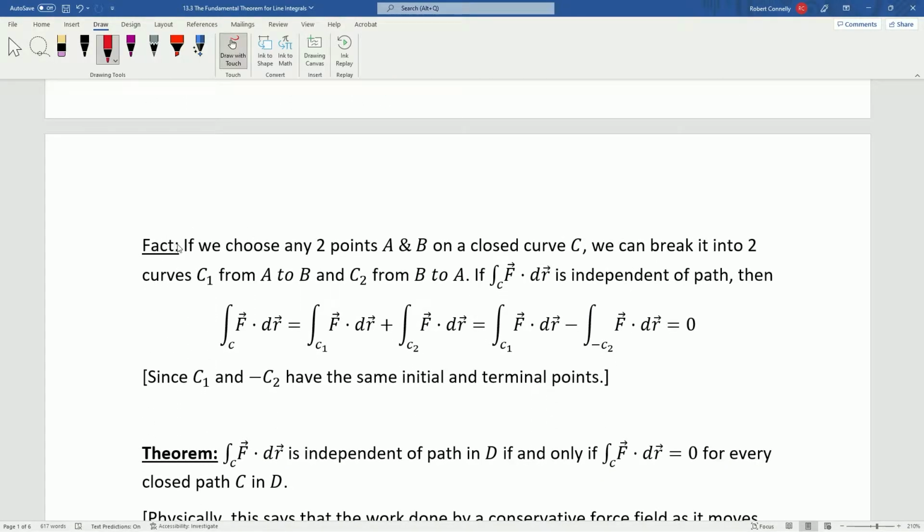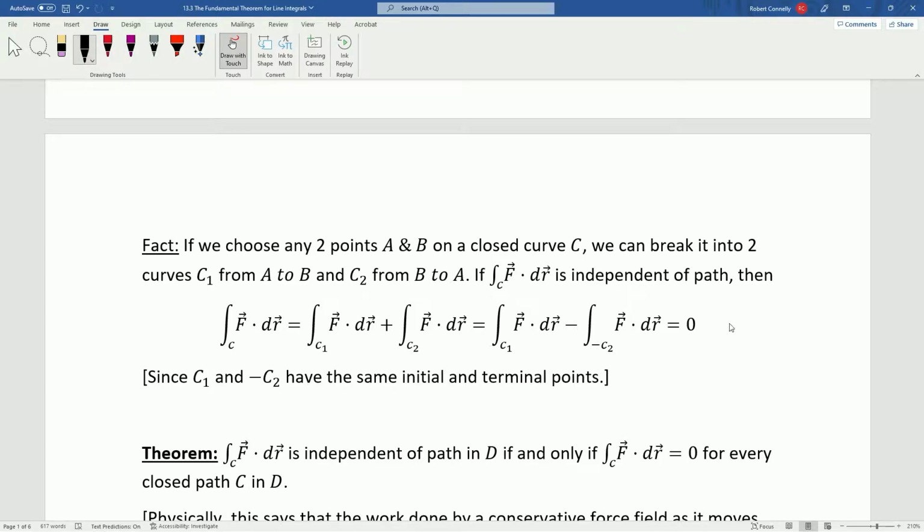So another fact here, if we choose any 2 points A and B on a closed curve C, we can break it into 2 curves, C1 from A to B and C2 from B to A. And if the integral over C of f dot dr is independent of path, then the integral over this closed curve will be equal to 0. And we can see that by just splitting up our curve into two pieces.